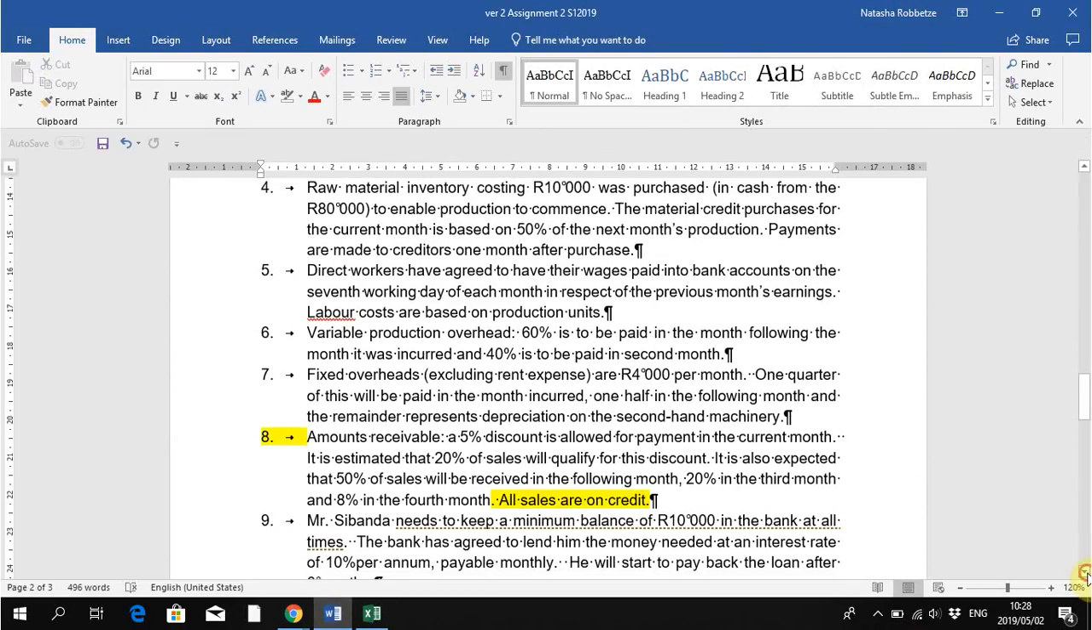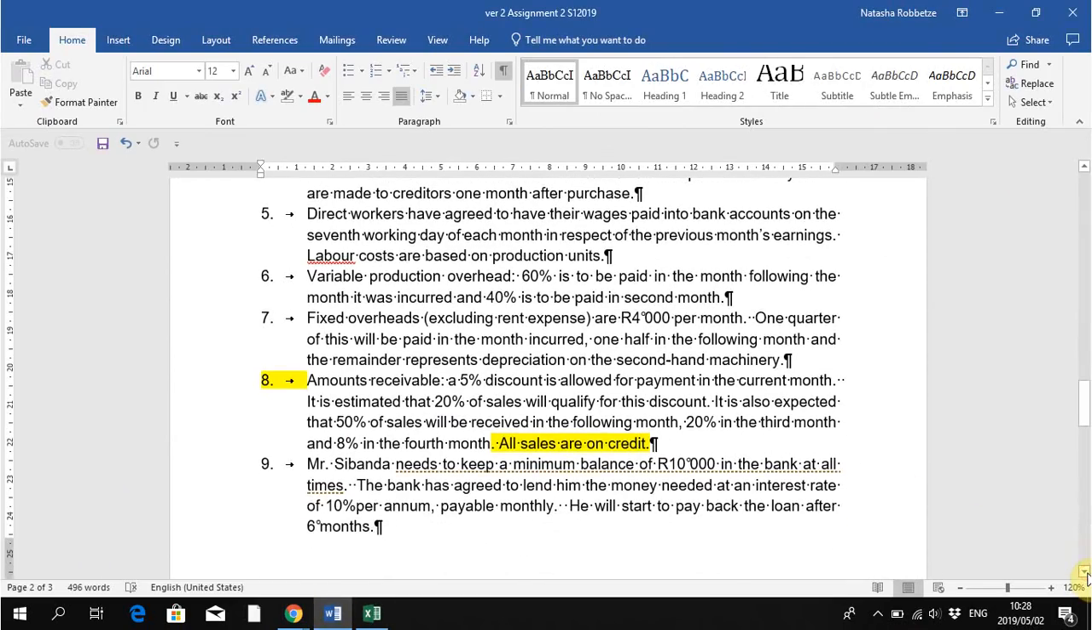We are on the final note, and the final note is all about the sales and the debtor collection. So all the sales are done on credit, and they say the amounts receivable is a 5% discount is allowed if the payment is made by the debtor in the current month. So there's 20% of the sales that pay in the current month. Then they say 50% pays in the next month, and 20% in the third month, and 8% in the fourth month. So let's do that calculation.